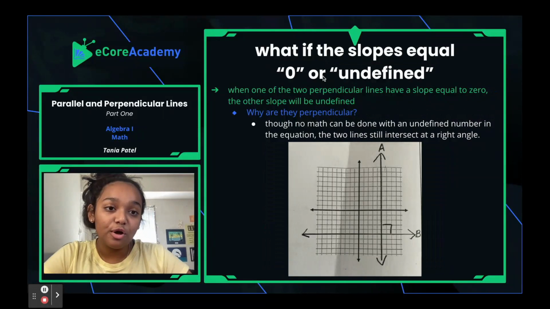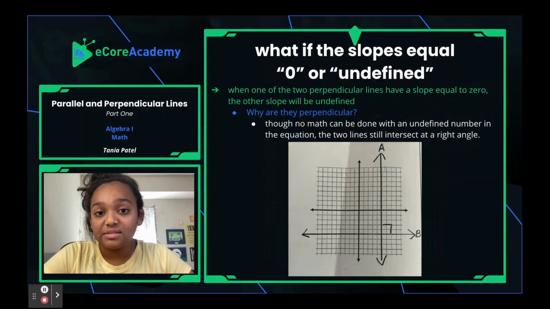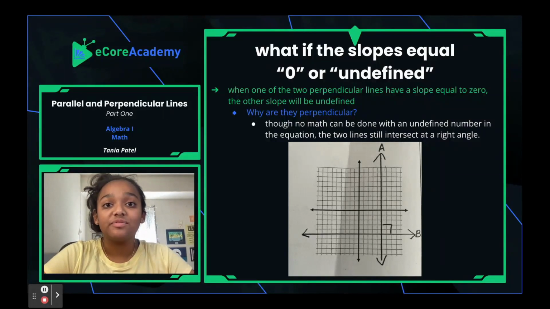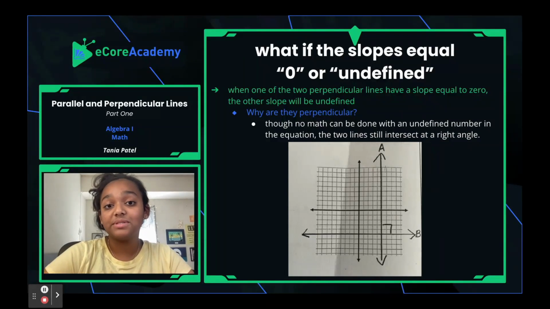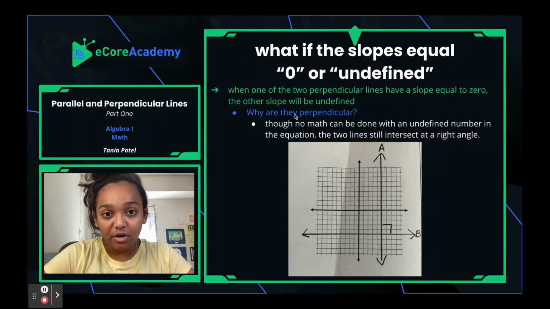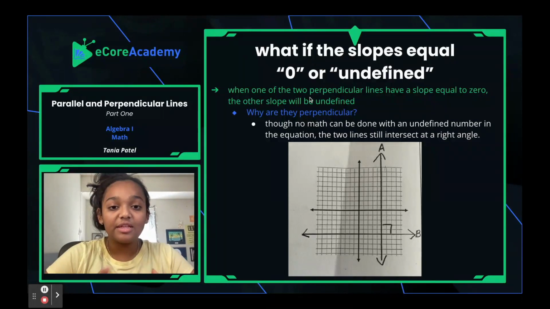Sometimes the slopes equal 0 or undefined. So what if that is the case? When one of the two perpendicular lines has a slope equal to 0, the other one will be undefined. And that's the only way that you'll know that the lines are perpendicular. Why are they perpendicular? It's because though no math can be done with an undefined number in the equation, the two lines still intersect at a right angle when graphed.